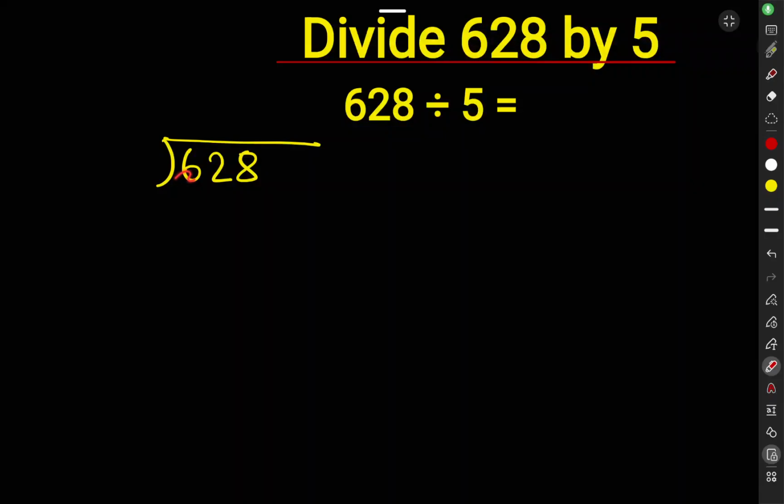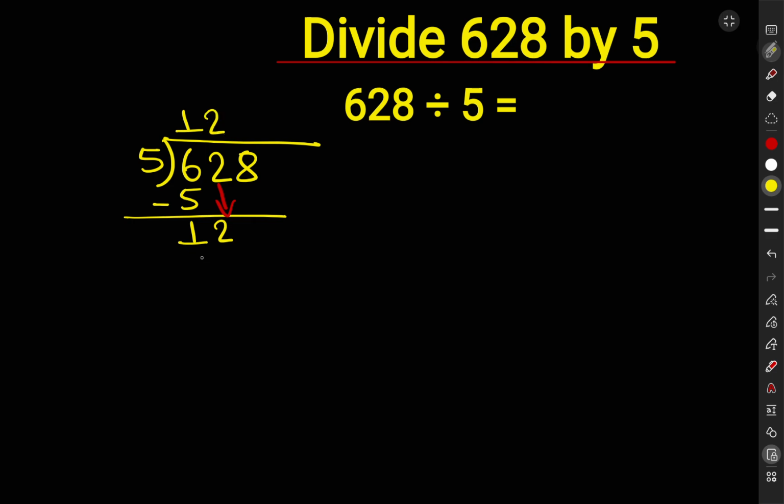Here we divide 628 by 5 in a long division method. 5 times 1 is 5. On subtracting we get 1. So now we put down this 2 and it is 12.